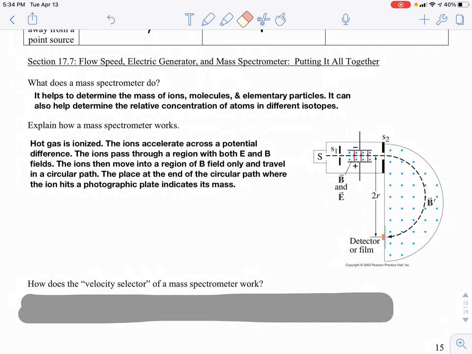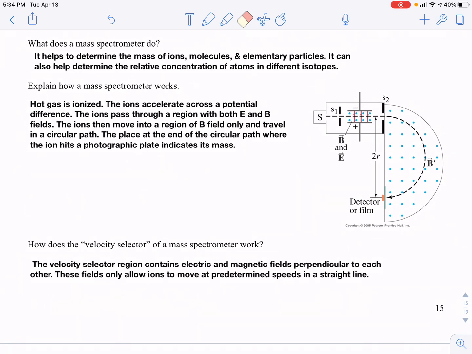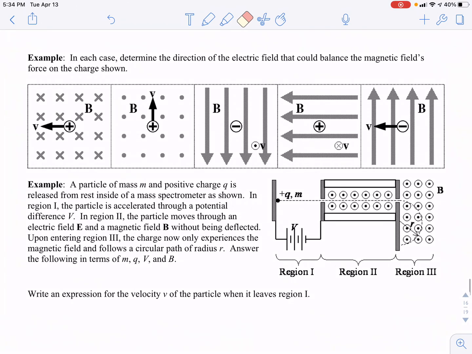magnetic field region. Now the velocity selector portion is the part right here where you have a region of electric and magnetic fields that are running perpendicular to each other to get balanced electric and magnetic forces. Again, we will do both of these examples in class together.